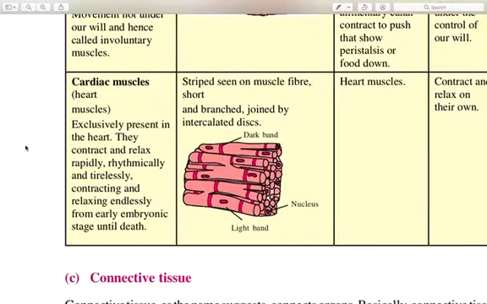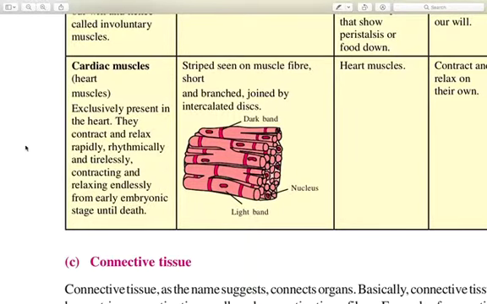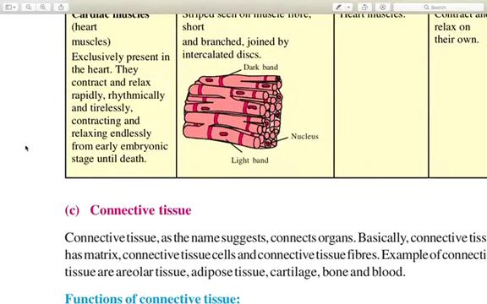Cardiac muscles are basically only for the heart muscles. They are exclusively present in the heart. They contract and relax; contract means they shrink, and relax so that they pump the blood rhythmically. Rhythmically means they have a proper rhythm, not random. Even if you keep your hand near your chest, you can hear the rhythm of the heart.